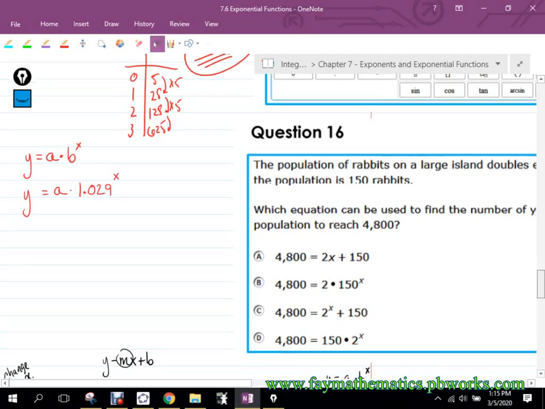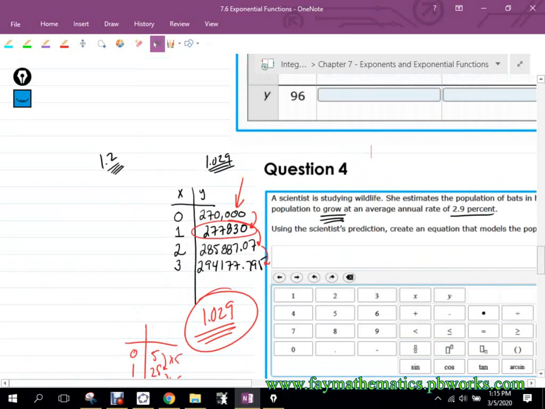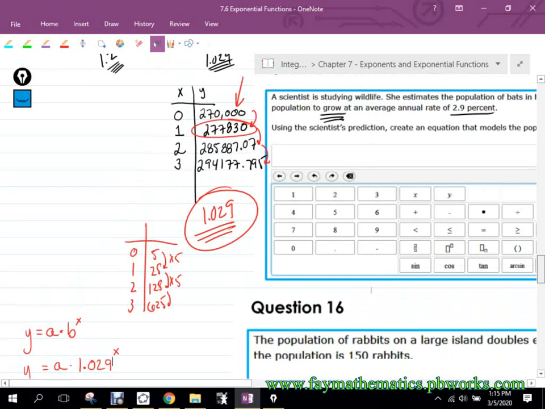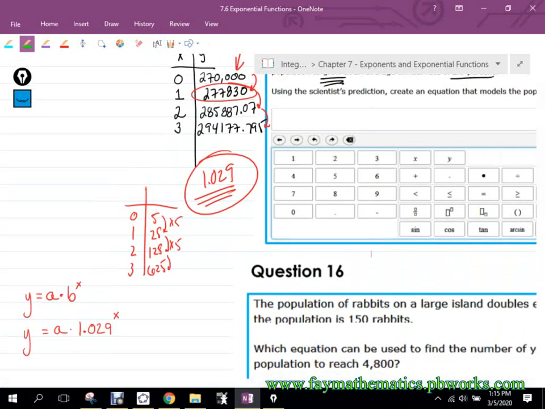Okay. Next thing we're going to do is try to figure out what A is. Well, from this information, to find A, just like all the other examples I gave you, we're going to insert that ordered pair, right? So when y is 270,000 and x is 0, what is going to happen to this thing right here when that exponent is 0? Turns into 1. So what is a going to be then?